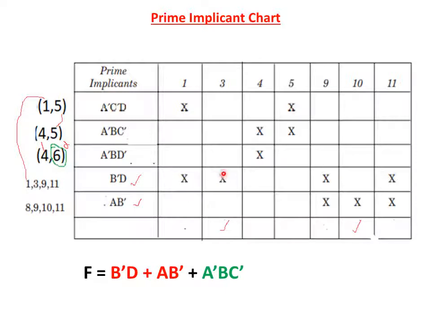Then here 1, 3, 9, 11. Next 8, 9, 10, 11. 8 is a don't care. Now here we will see the single check marks. This one has a single check mark and this combination has a single check mark. So these two will come under the final expression. These two are called essential prime implicants.